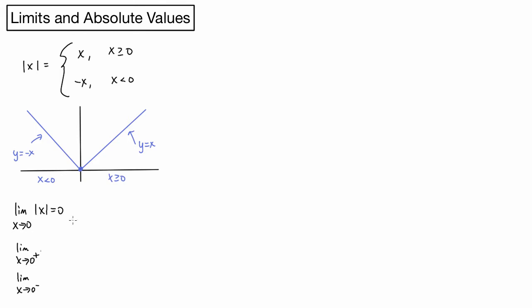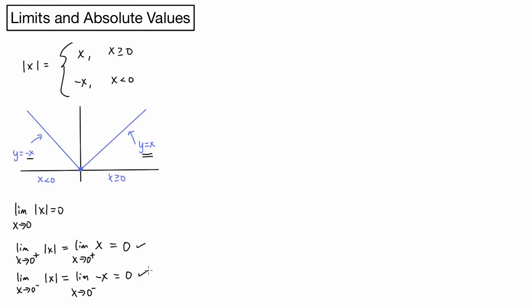Now, if we're approaching 0 from the right, then we're on the curve y equals x, because that's to the right of 0. And so if we're on the right-hand side, we're not looking at the absolute value, we're just looking at x. Plugging in x equal to 0, we get 0. On the left-hand side, if we're approaching 0 from the left, then the function changes. It's defined to be negative x to the left of 0, so I'm using negative x to represent the function there. And so the limit there is also 0.